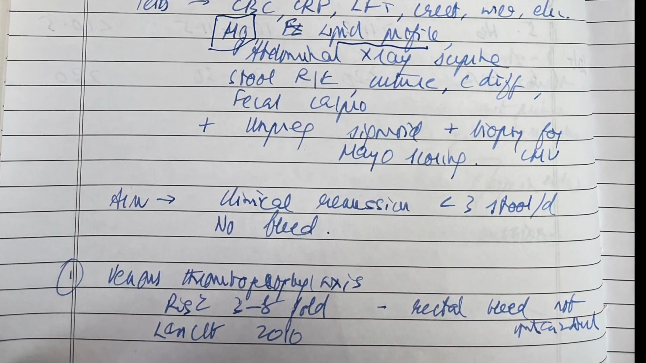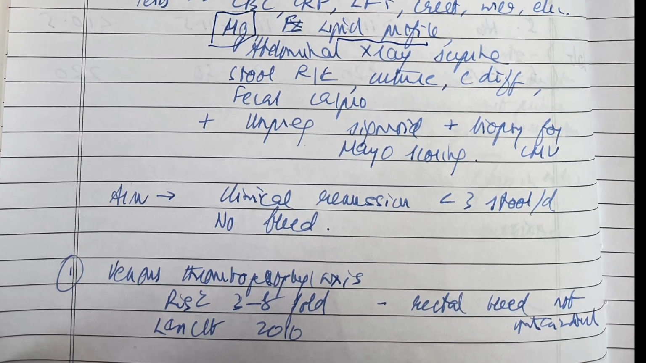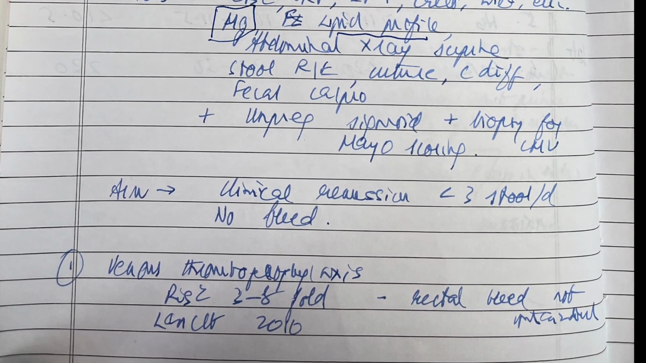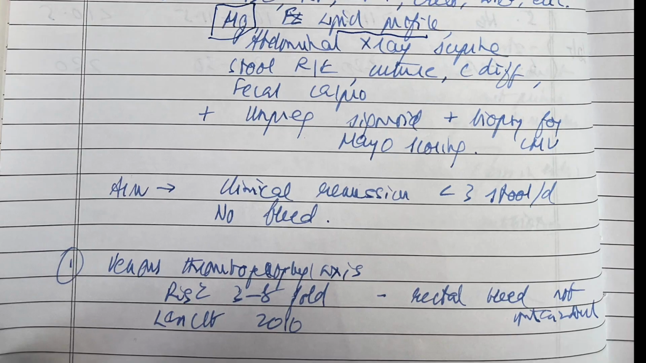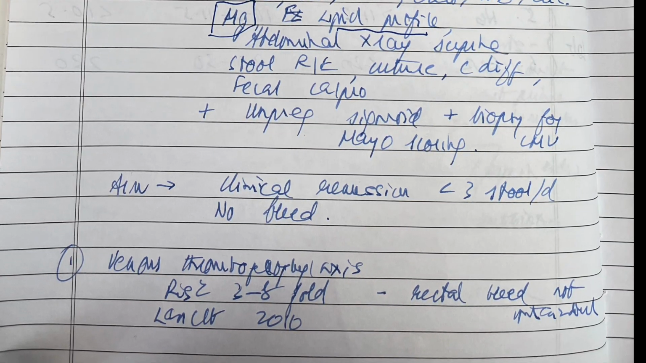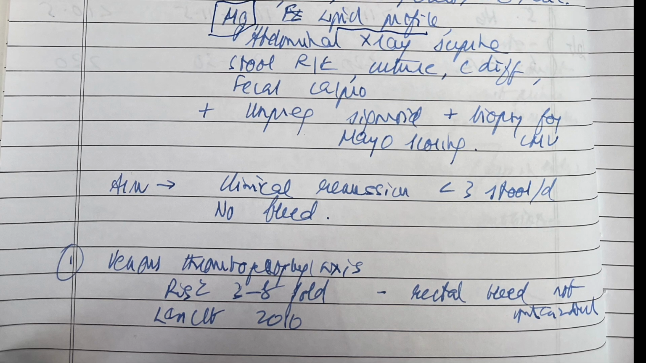Venous thromboprophylaxis is a must because the risk of developing a DVT is 3 to 8-fold. And if there is a rectal bleed, it's not a contraindication to giving anticoagulation.